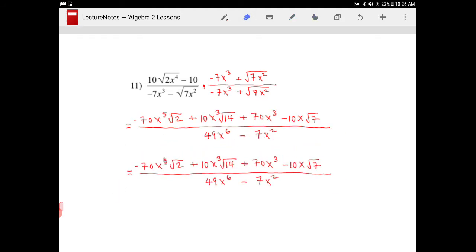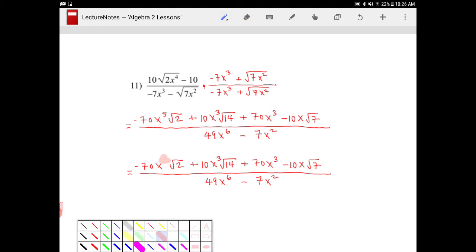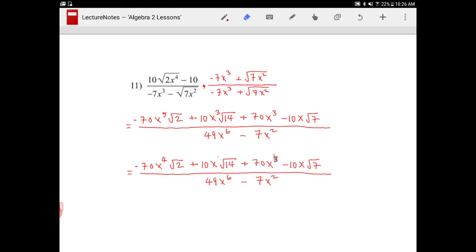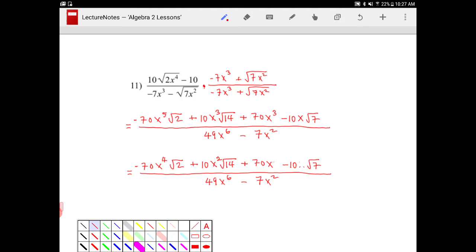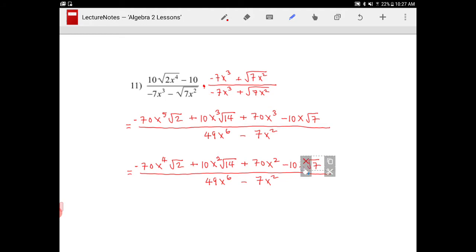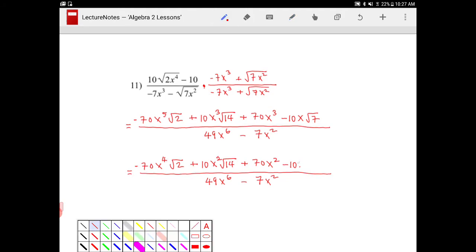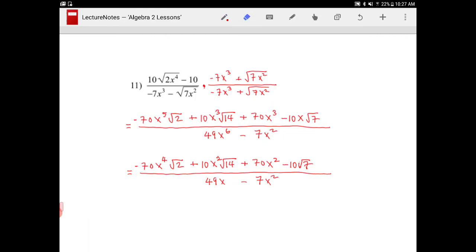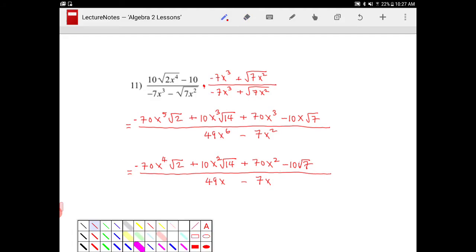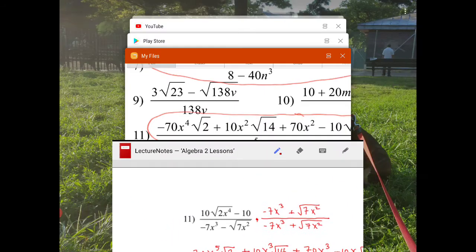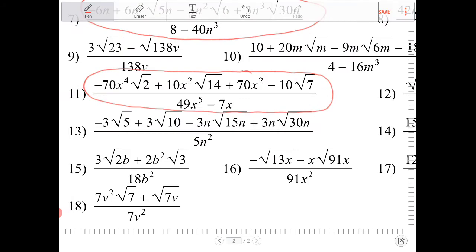So this 5 becomes a 4. Whoops. The 3 becomes a 2, and this is gone. So this becomes a 2, this becomes a 2, and that's just 10 radical 7. And the denominator, this becomes a 5, and that becomes a 1. So let me double check the answer again. And that is the correct answer.